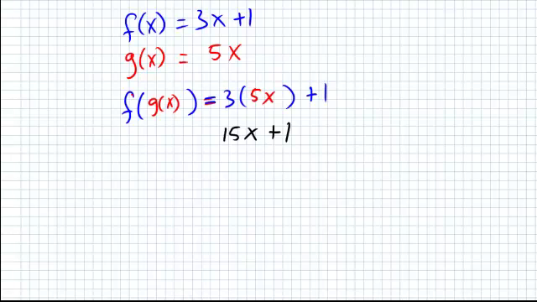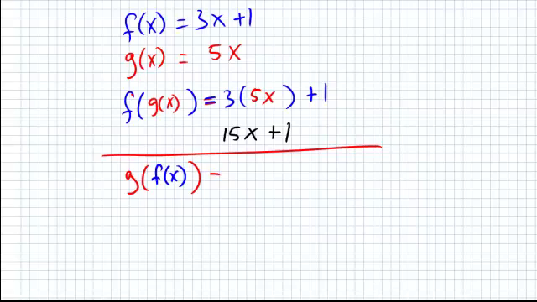We can also go the other way. We can say what is g of f of x. Again, what is my outermost function? My outermost function is g of x. So I'm going to write that, and wherever I see an x, I'm going to put a parentheses. So 5 big parentheses. And what goes in there? Well, f of x. F of x is equal to 3x plus 1.